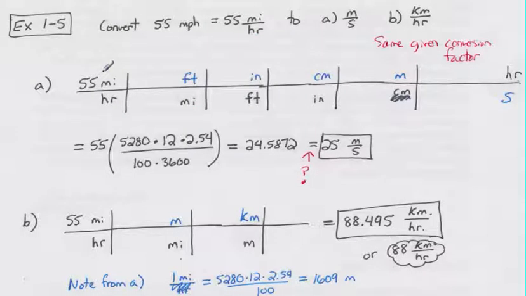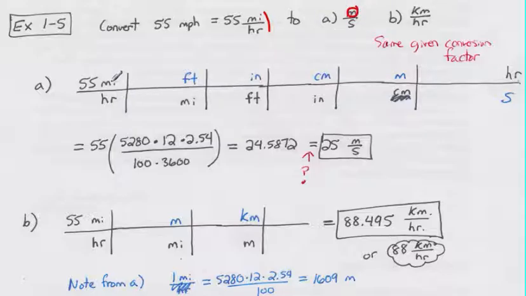This is 1.5 from the book, and it has speeds. It says, take 55 miles per hour. Sometimes you'll see it like this. I'd write it like this when you're doing physics or chemistry. Convert it to meters per second, and then separately convert it to kilometers per hour. So same strategy, except I've got units on top and bottom here. So I want miles to be converted to meters first.